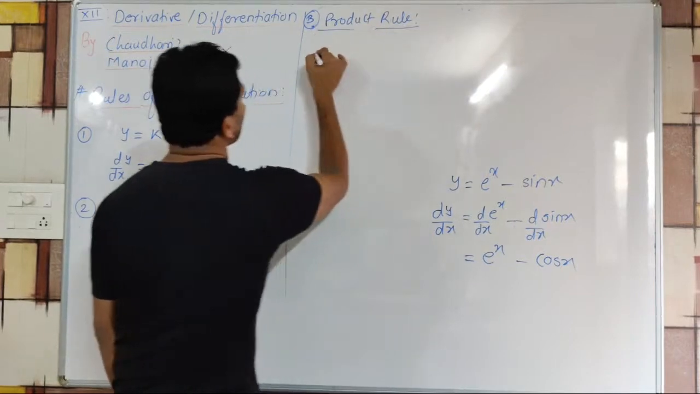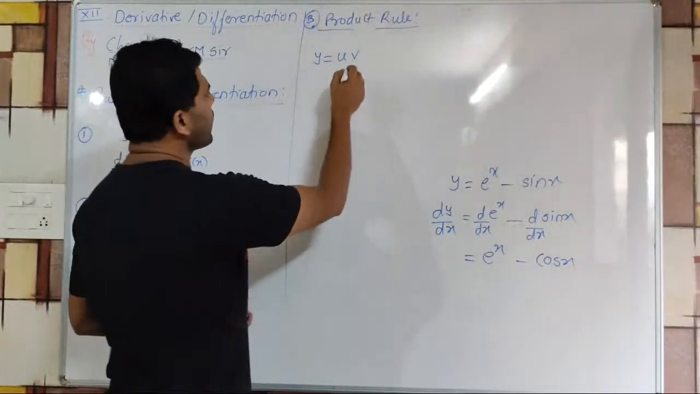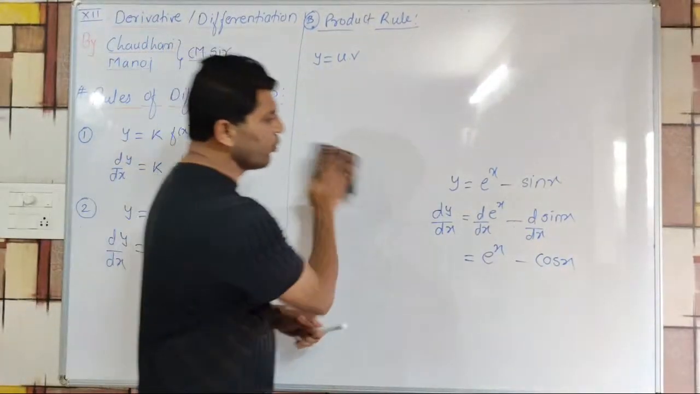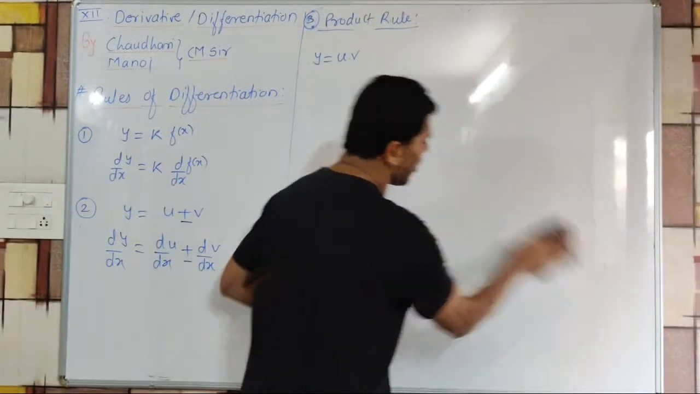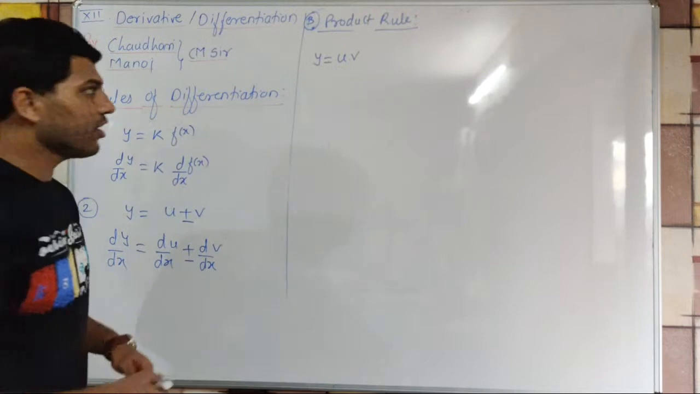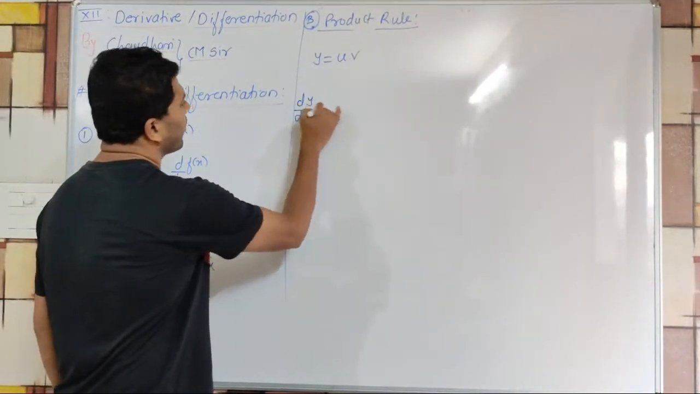So product rule means they are talking about y is equal to u into v. So two different functions are present in the product. So how to differentiate this u into v? Obviously, this is not like addition or subtraction, with individual derivatives. There is a slightly different rule that you have to apply in multiplication.